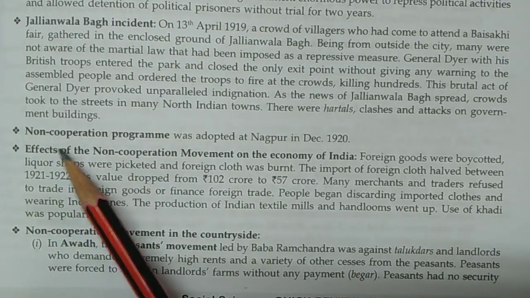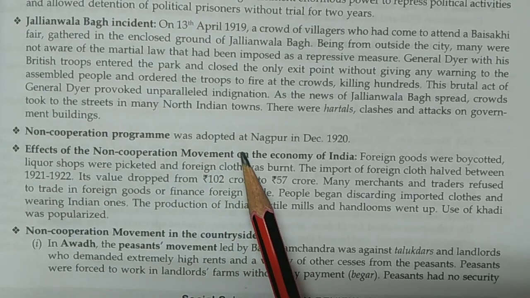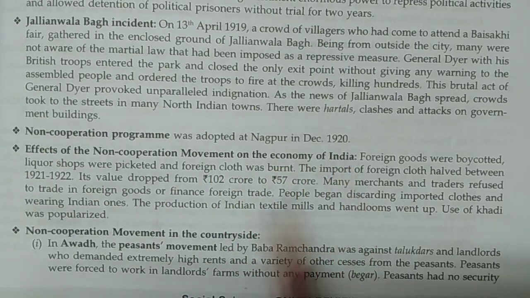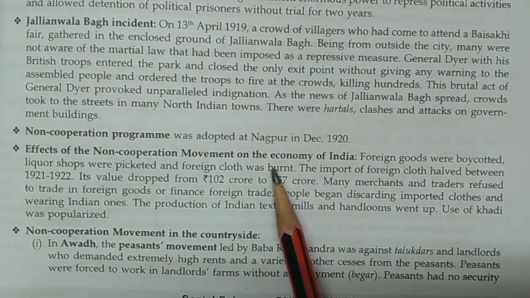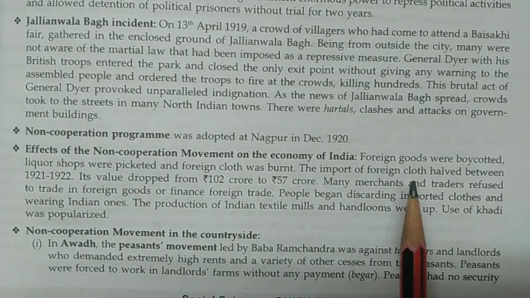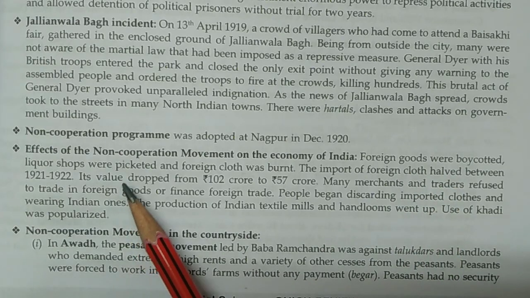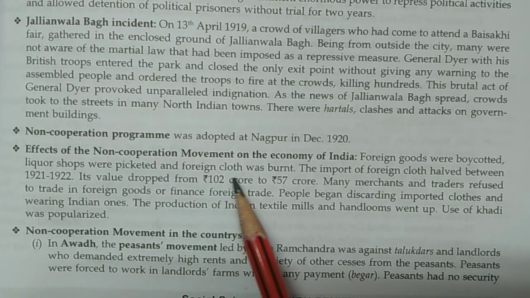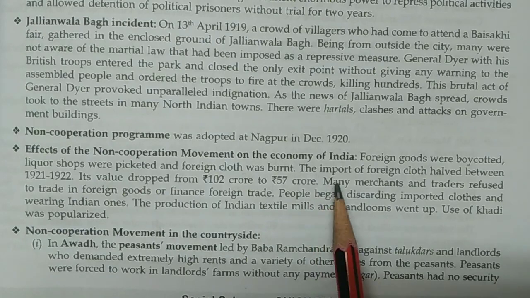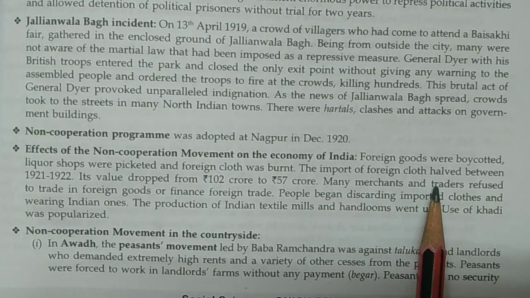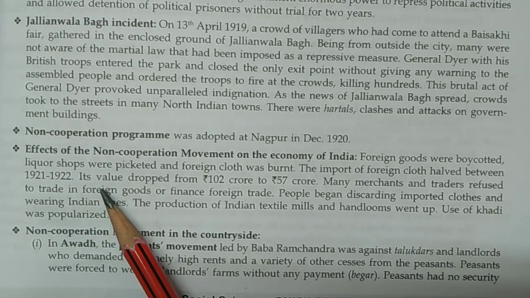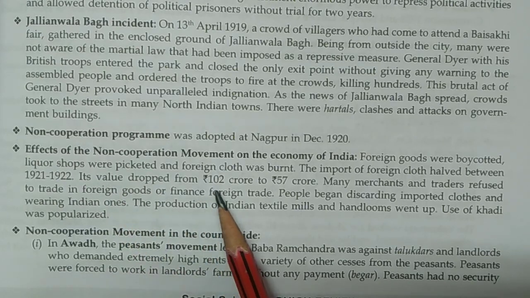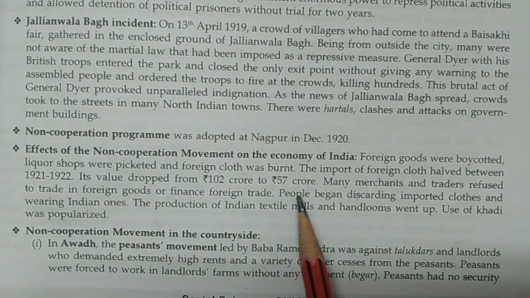Now next, the non-cooperation program was adopted at Nagpur in December 1920. Next, effects of the non-cooperation movement on the economy of India. Foreign goods were boycotted, liquor shops were picketed, and foreign cloth was burned. The import of foreign cloth halved between 1921 and 1922. Its value dropped from rupees 102 crore to rupees 57 crore.